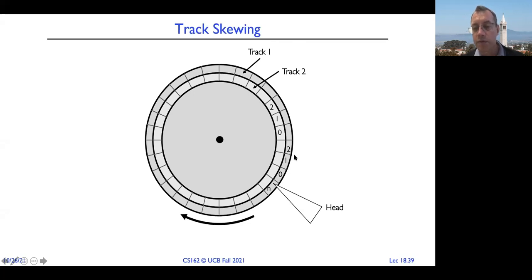When I move, the first sector on track two is shifted. So by the time I've moved the head to the next track, sector 0 is ready to be read. If I don't do this, then while I move the head from one track to another, I miss sector 0 and I need to wait for an entire revolution of the disk before I start reading it.